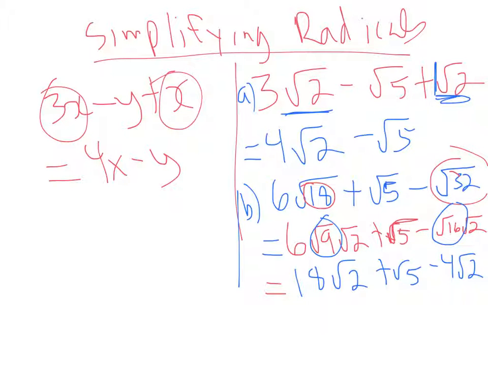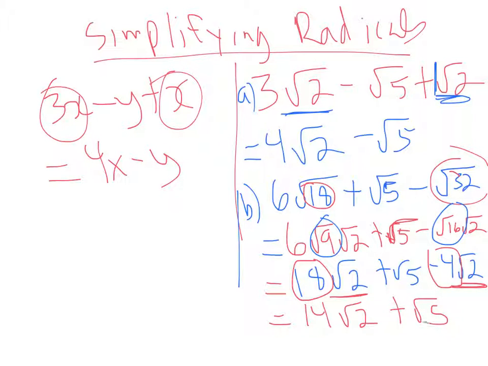Well, now do we have any like terms? I think we do. There's a root 2 and there's a root 2. So now we add the coefficients out front. 18 minus 4 is 14 root 2 plus root 5. And we're done.